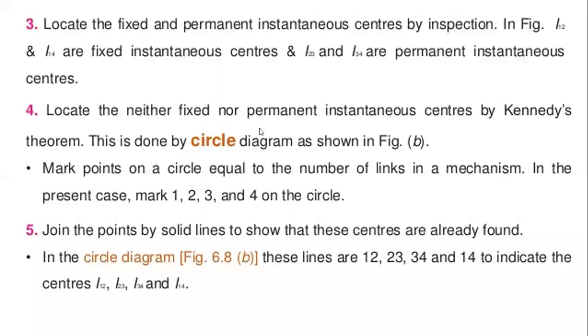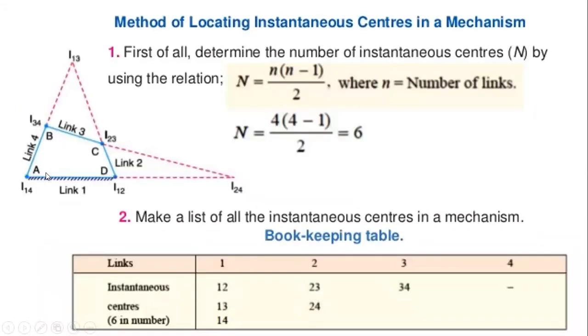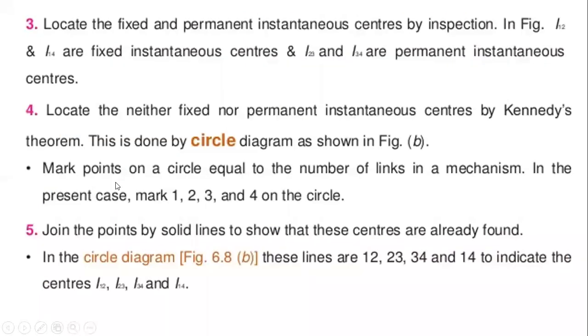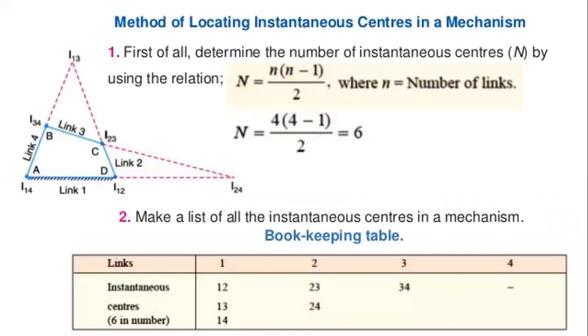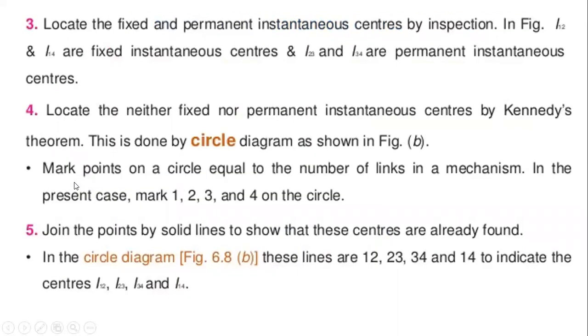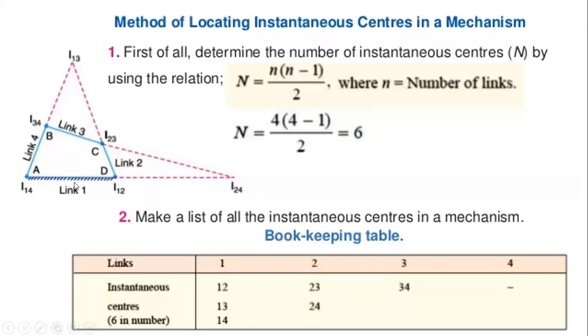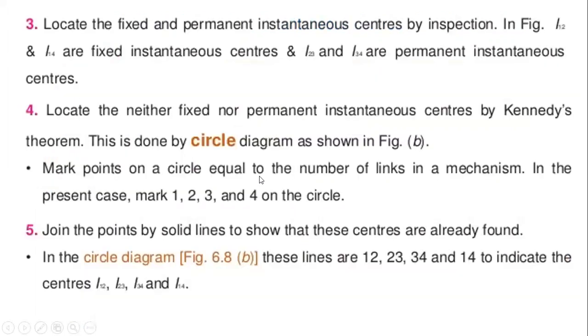So locate the fixed and permanent instantaneous centers by inspection. We already know from the figure that I12 and I14 are the fixed instantaneous centers. So this is the I12 and this is the I14, this is the fixed link, that is, the first link is the fixed one. So we are taking this as the fixed instantaneous center, and I23 and I24.